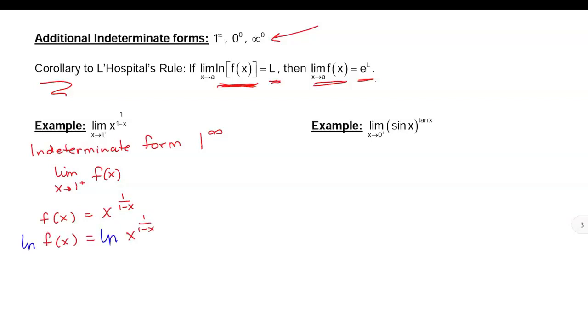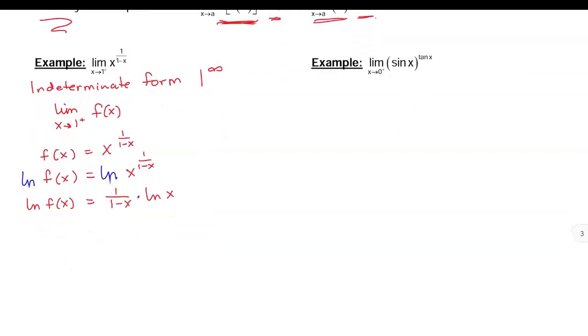After that step, I can now bring the exponent down on the right-hand side. So I have the natural log of f of x equals 1 over 1 minus x times the natural log of x. Go ahead and take the limit of both sides. So the limit as x approaches 1 from the right of the natural log of f of x on that side, and then on the right side, the limit as x approaches 1 from the right of this. I'm going to scooch the natural log on top of the fraction. We can do that. And let's evaluate.